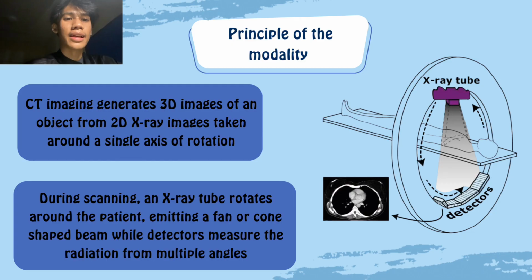During scanning, an X-ray tube rotates around the patient, emitting either a fan or a cone-shaped beam, while detectors measure the radiation from multiple angles. The reason why CT scan images have no overlapping is that the detector measures from different angles, the key difference between general X-ray and CT imaging.